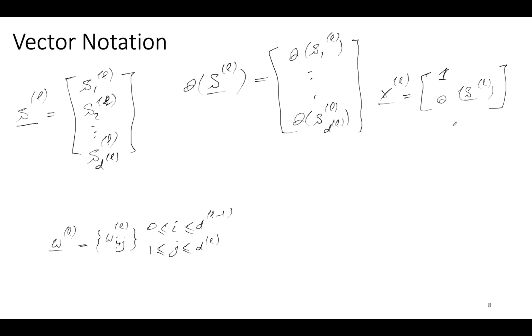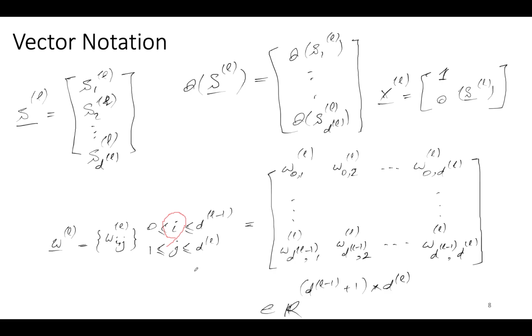Likewise, we can define the vector of W in the specific layer of L as the W of I and J of L, and we define the I's from 0 to D of L minus 1, right? These are for the previous layers. And J's are from 1 up to DL, okay? And then don't get scared. This is the output, right?